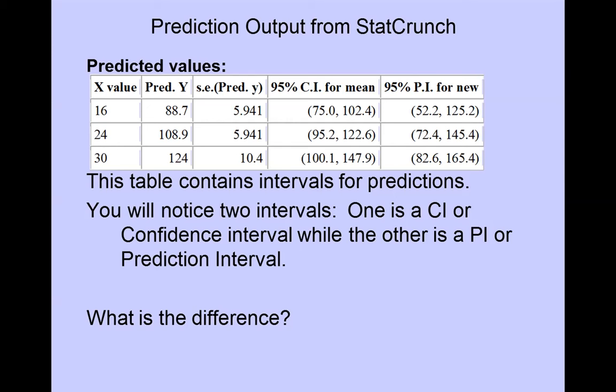The SE prediction of y is an estimate of the standard error when you're predicting, and then you've got two different intervals. You have a 95% CI, or confidence interval, for the mean, and you have a 95% PI, which stands for prediction interval, for new y. The idea is that there are two different estimates we want to be aware of, and we need to distinguish between how we estimate those two quantities.